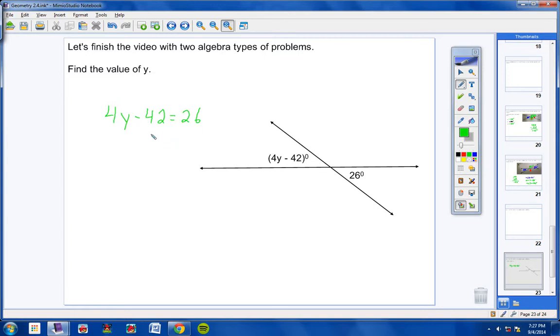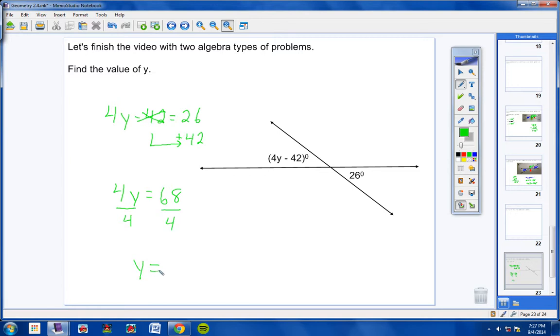So this is a negative 42. I'm going to pick it up and put it over here. And when I switch sides, it becomes a positive 42. So now it's gone. I'm left with 4y equals 68. And now I'm going to divide both sides by 4.